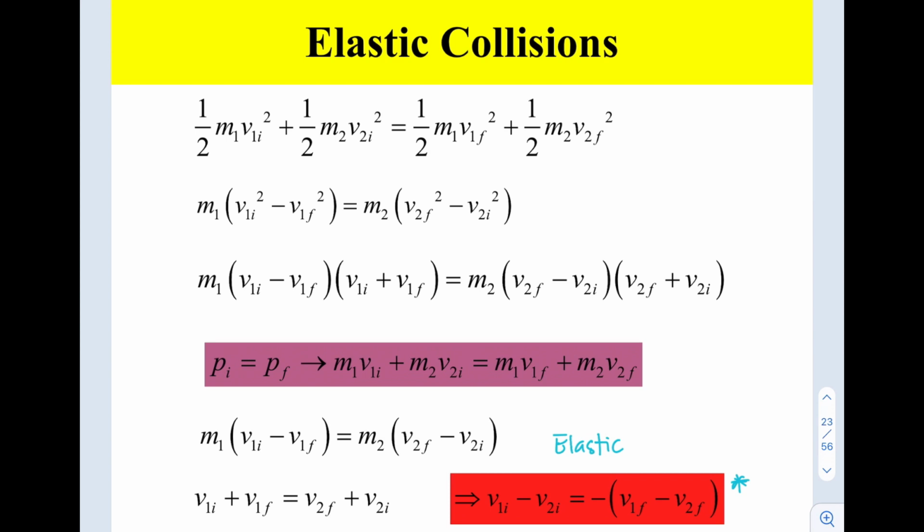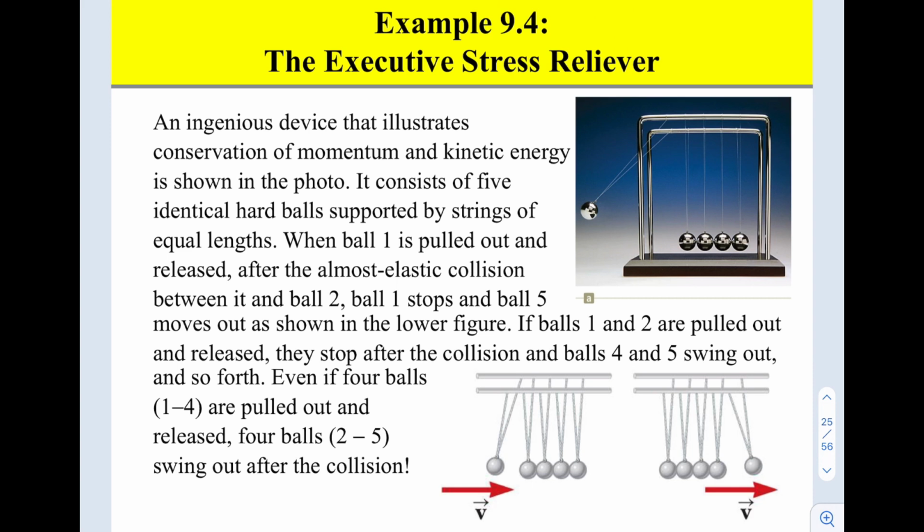You may not use this equation for inelastic collision, because remember, this equation is derived by making use of conservation of kinetic energy and also conservation of momentum. Okay, so those two pieces of information are meant for elastic collision. So, example 9.4, the executive stress reliever.